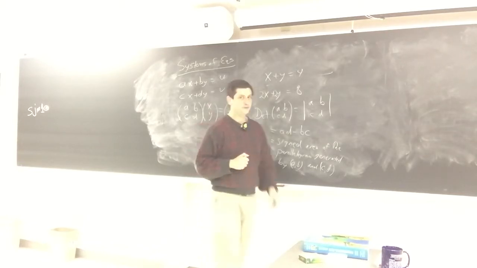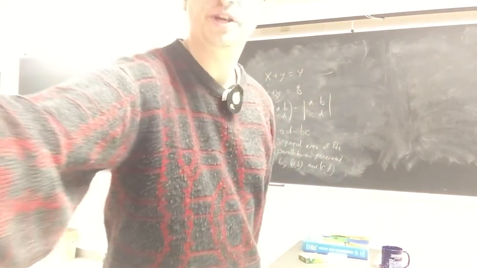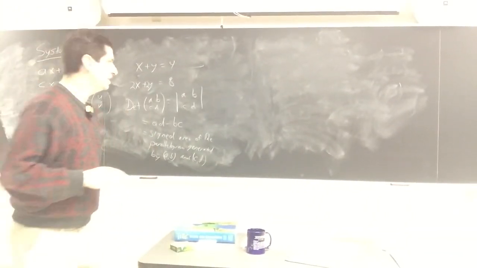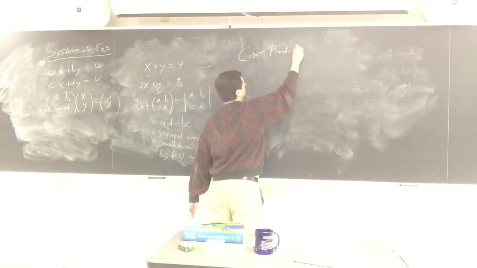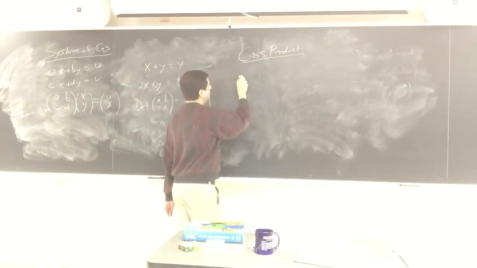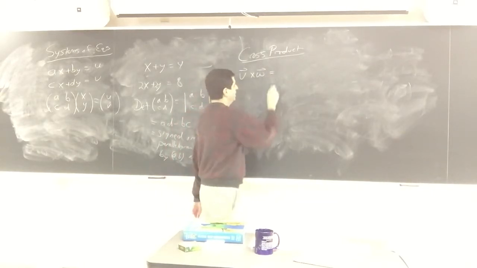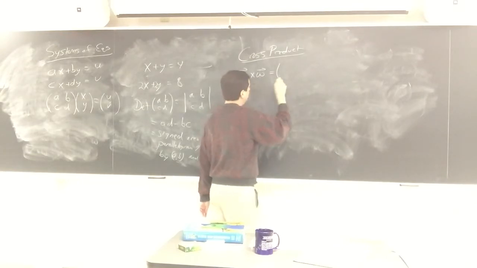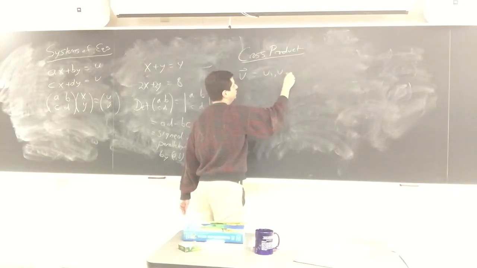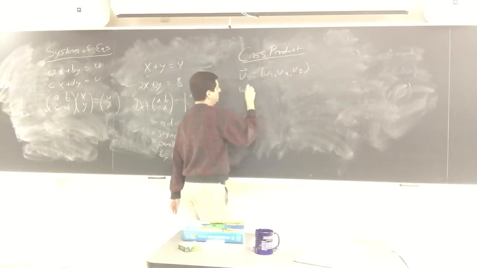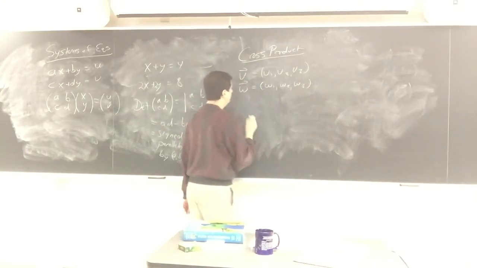So I will start off now with the definition of what the cross product is. It is a painful definition. Let's get it out of the way now. So the cross product. All right, so V cross W is going to be a vector. And it's defined as follows. Let me just write it explicitly. So V will be V1, V2, V3. W will be W1, W2, W3.